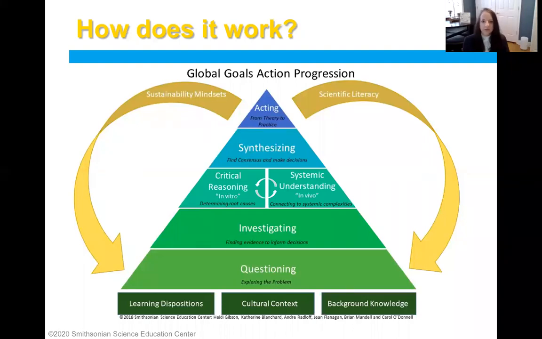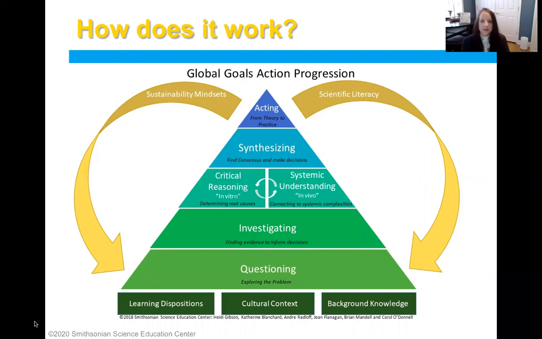So this is our theory of action. We call it the Global Goals Action Progression. And it basically outlines how students engage in the content with their educators. We believe deeply at the bottom of this pyramid that students come into a learning environment with a preconceived or an existing learning disposition. They are engaged in a local context, a local cultural context. And so it's important to keep that in mind as we educate our youth. And they also have certain scientific background knowledge when they enter the classroom.